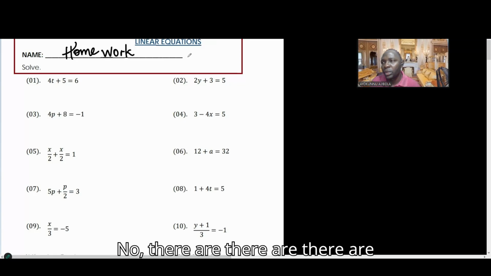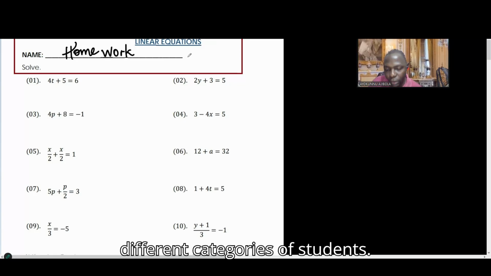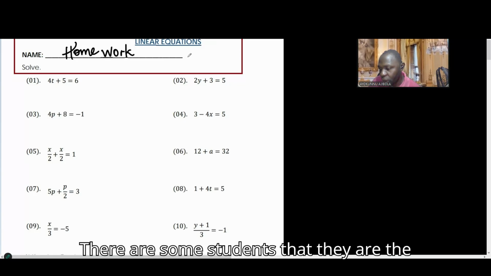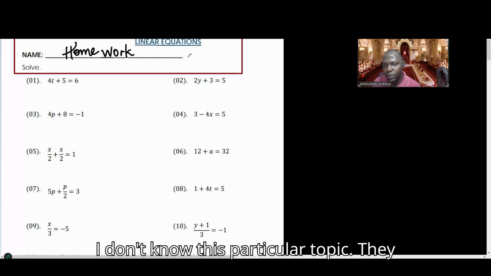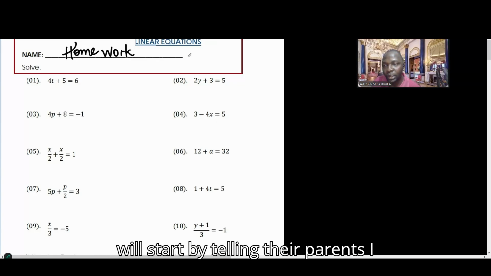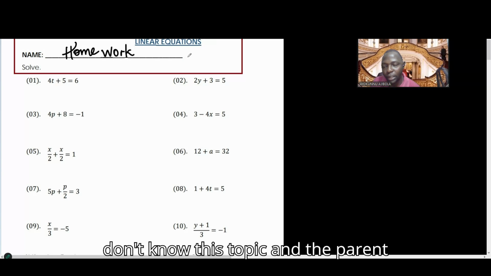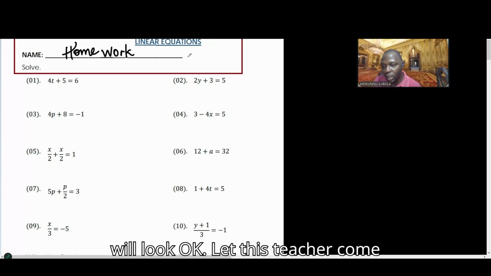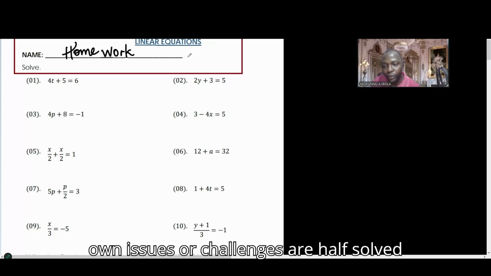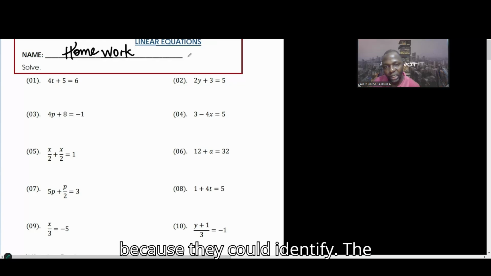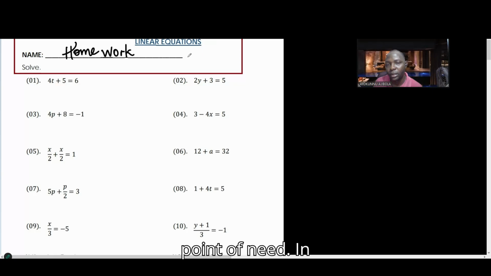No, there are different categories of students. There are some students who will tell the teacher, I don't know this particular topic. They will start by telling their parent, I don't know this topic, and the parent will say, okay, let this teacher come and teach you this topic. So their issues or challenges are half solved because they could identify their point of need.